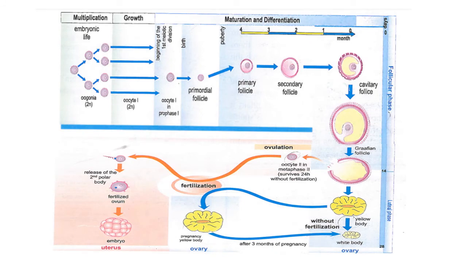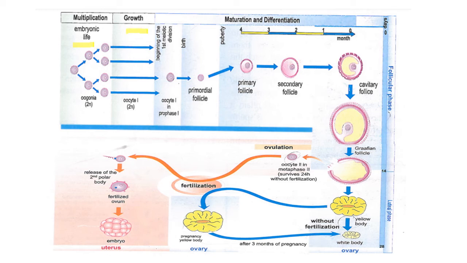This is a summary of oogenesis and folliculogenesis with the cycle of the female, and we start with the multiplication phase or mitosis. During the embryonic life, multiplication occurs where the oogonium, a germ stem cell, a diploid cell, undergoes several mitotic divisions in order to increase in number. Millions of oogonia are produced. They are also diploid, having 2N chromosomes, and they undergo the growth phase. In the growth phase there is enlargement in size, and we have here the oocyte.